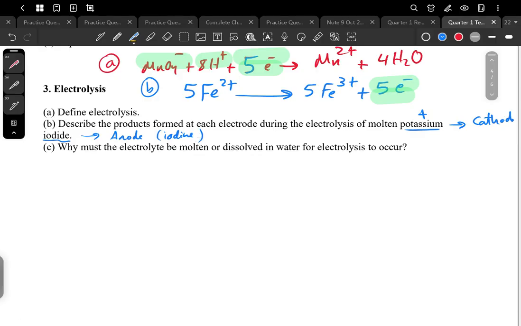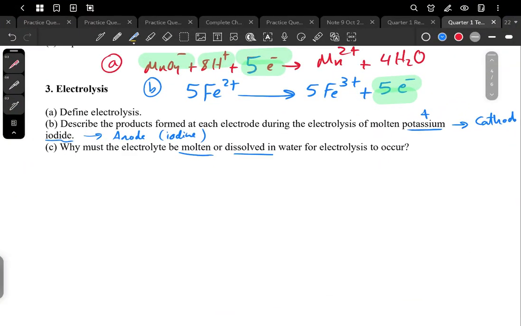molecule. Okay. Why must the electrolyte be molten or dissolved in water for electrolysis? We said it before. Molten or dissolved. Why? To have free ions, right? Okay. So if it is molten, the ions are free to move. You can write it in a different way, because in these two cases, in the molten form or dissolved in water, in both cases, the ions are free to move in the electrolyte, conducting the electricity.